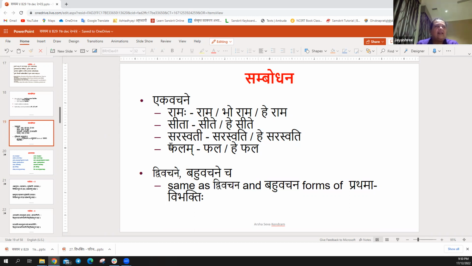So Napumsakalinga, like Mitram. For Mitram, we can call Hey Mitra or Mitra. Napumsakalinga. And in Dvivachana and Bahuvachana, it is the same as Prathama Vibhakti. Hey, Ramaha, Ramo, Ramaha, Rama, Ramo, Rama.